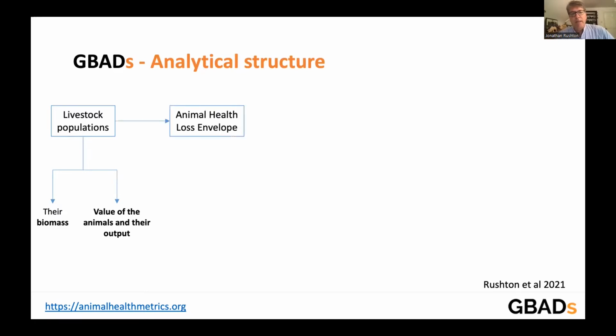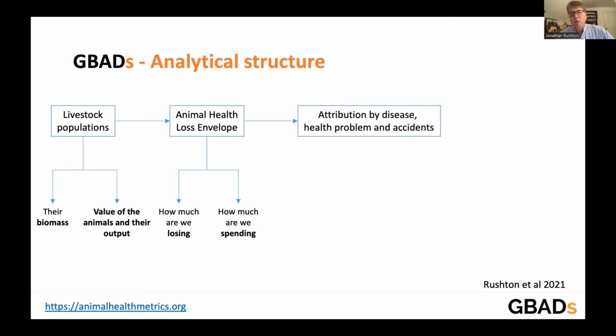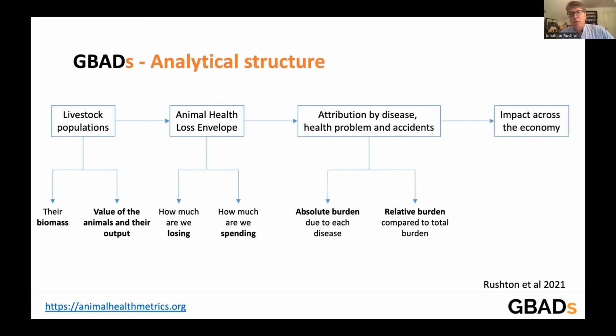And with that kind of background, we can start to think more carefully about a gap analysis, estimating what's currently being lost in terms of production, and also what's being spent in terms of our animal health interventions. We're calling that gap the animal health loss envelope. That provides a boundary in which we start to think more carefully about the attribution by different diseases, health problems, and potentially accidents. Ideally, we'd set this in terms of the absolute burden of each disease, but it could be a cluster of diseases, and also the relative burden compared to the rest of the animal health loss envelope in that particular structure. Now, this kind of farm level analysis will work towards thinking more carefully about the wider impact across the economy to understand who's affected by those disease problems.